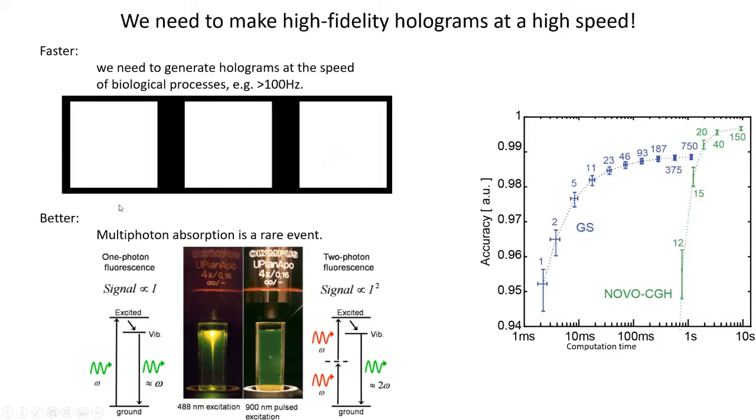You also need accurate holograms. So an accurate hologram places the light where you need it to go. An inaccurate hologram wastes photons. And since we're doing multiphoton microscopy, having photons placed at the right location is very relevant.